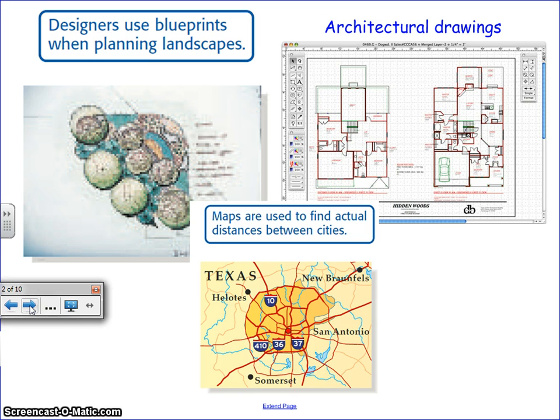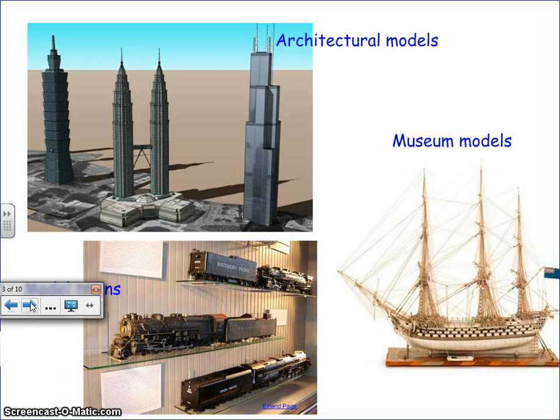And finally, the other way we use scale is on a map. Sometimes 1 inch equals 50 miles or 1 inch equals 100 miles, depending on the scale of the map. You've talked about that in social studies. Architectural models use scale. Museum models, when they build replicas of things, use scale, and the old Lionel train sets are also in a specific scale, so that 1 inch of the train equals so many feet on the real train.